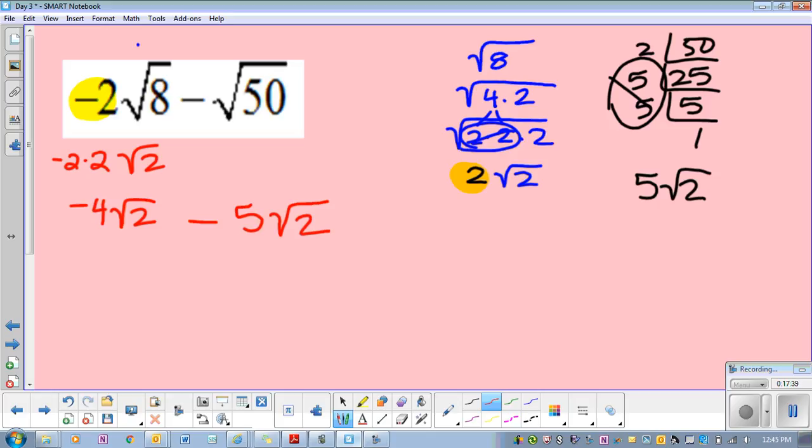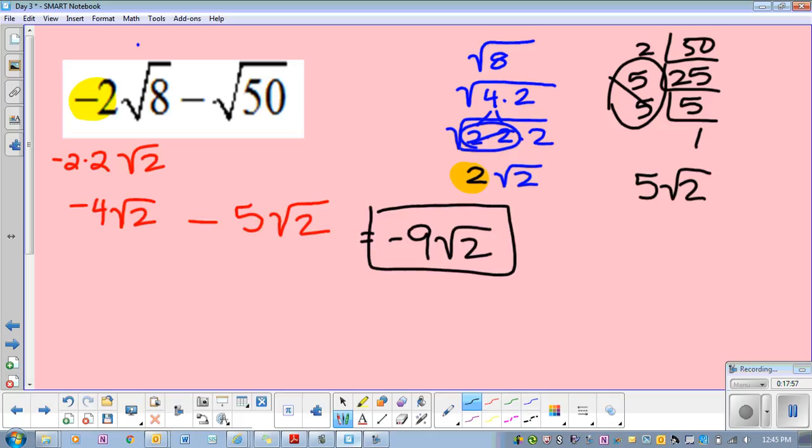So now, can I just subtract A and B? Yes, because they're both root 2, right? What's negative 4 minus 5? Questions about this? It's okay to have negative. Yeah, because it's a negative. Negatives aren't bad. And this, yeah.